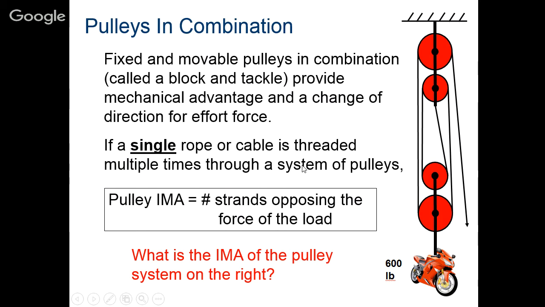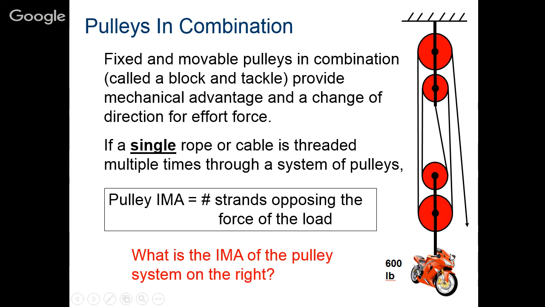So if it's a single rope through all these pulleys, we'll show an example later where they're not all single ropes, and we need to calculate that one differently. But if it's a single rope threaded multiple times around a system of pulleys, then the ideal mechanical advantage is equal to the number of strands opposing the force of the load.